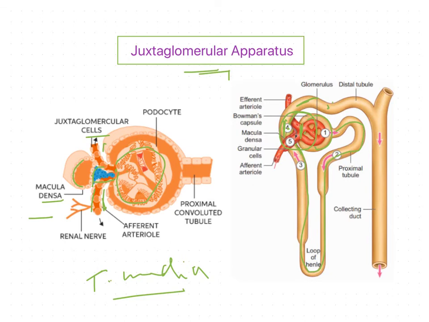So it is believed that this part liberates an enzyme called renin, which converts angiotensinogen of the blood into angiotensin 1. This angiotensin 1 is in turn converted by another enzyme into angiotensin 2, which causes arteriolar constriction, thus raising the blood pressure. So this is the function of the juxtaglomerular apparatus.